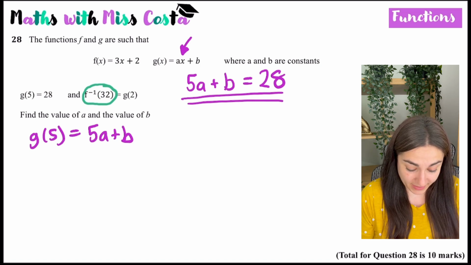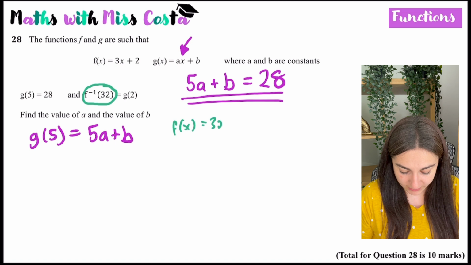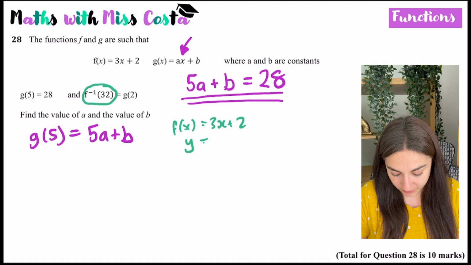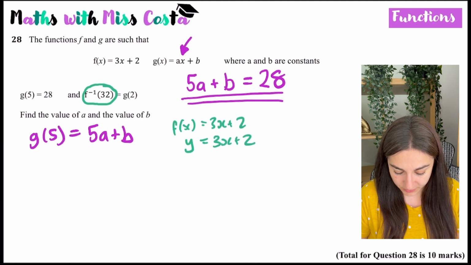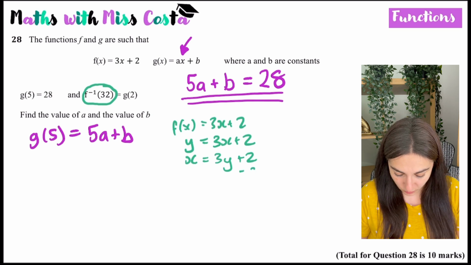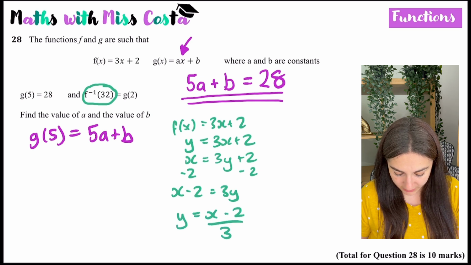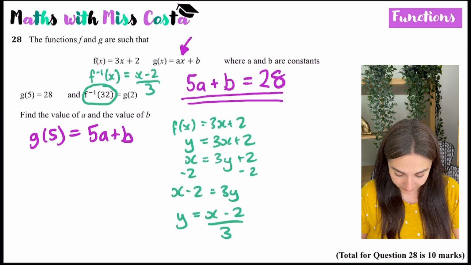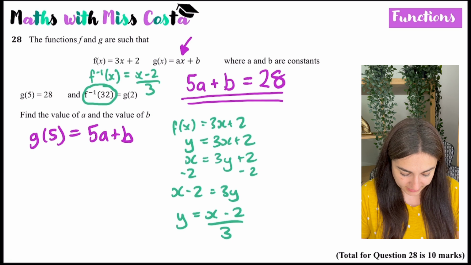Right, so first of all, I know that f of x equals 3x plus 2. So I have to do the inverse again. I make it y equals 3x plus 2. I switch the variables, so x equals 3y plus 2. I rearrange it to make y the subject. So x take 2 equals 3y, and then I divide by 3. So y equals x minus 2 over 3, and therefore f minus 1 of x is x minus 2 over 3. It's just the inverse.